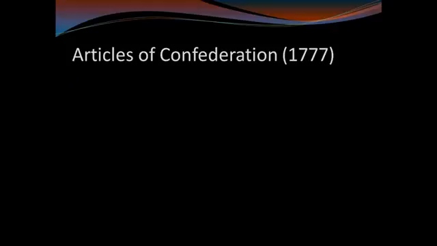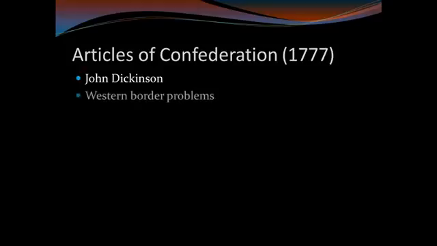What was wrong with the Articles of Confederation? John Dickinson is the main author of the Articles of Confederation, and the Articles of Confederation left border problems. That would be the western border of the states, how far these states would go out, and then also territories. How do you incorporate them into the United States as states themselves? So they would have to solve those problems. But the Articles of Confederation did not have a solution for that.